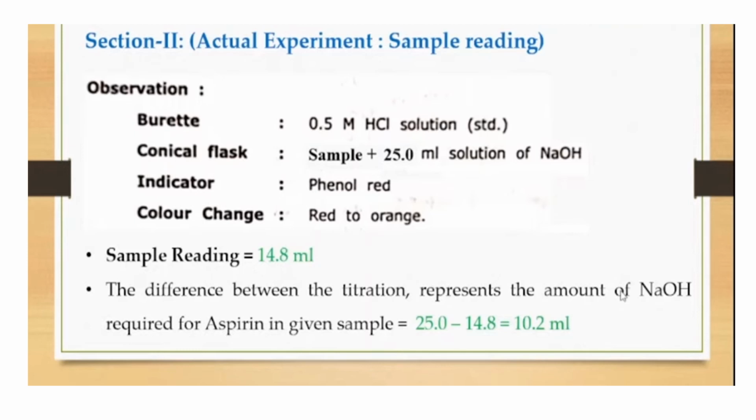So when you come to the actual experiment, which is the sample reading, here you may get a burette reading of 40.8 ml. The difference between the titrations represents the amount of sodium hydroxide required for the aspirin. The volume of sodium hydroxide first taken for dissolving the aspirin is 25 ml, minus the amount of HCl consumed at the end point, that means when the color changes from red to orange.